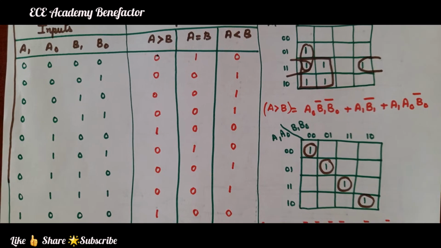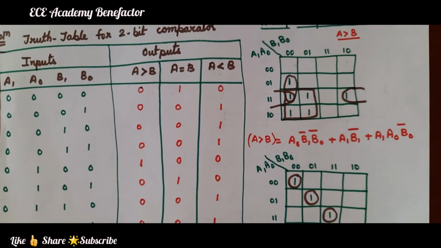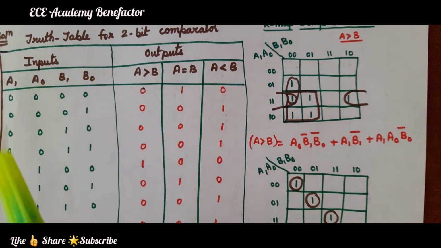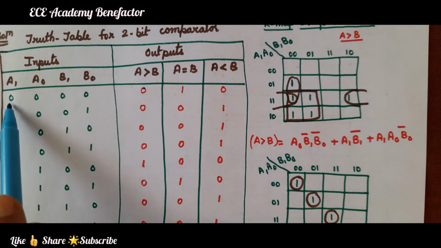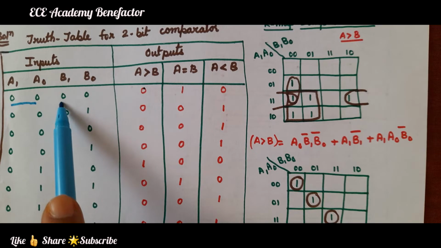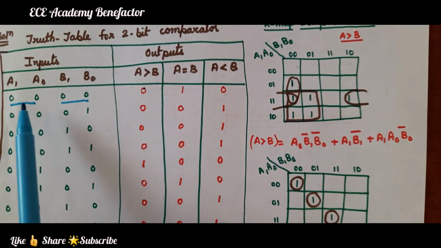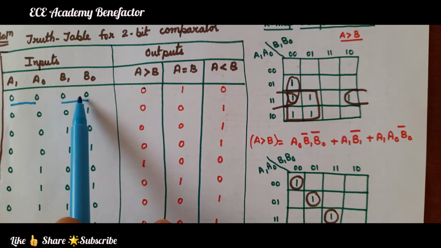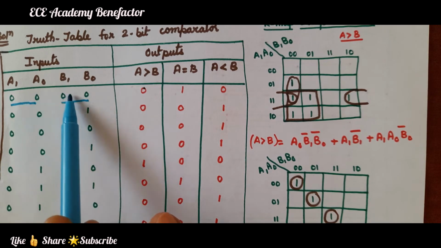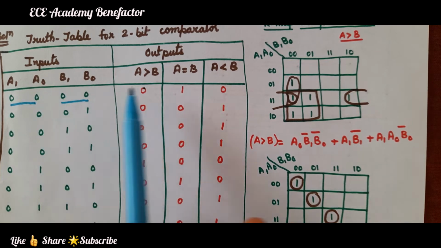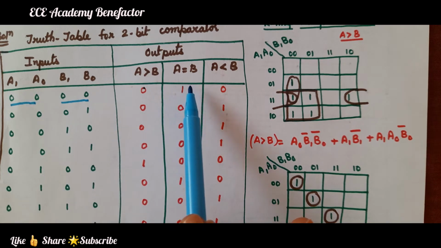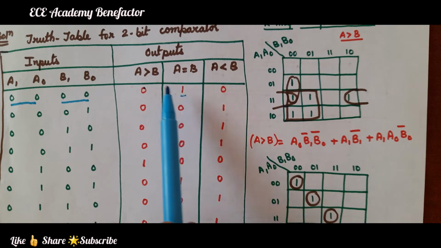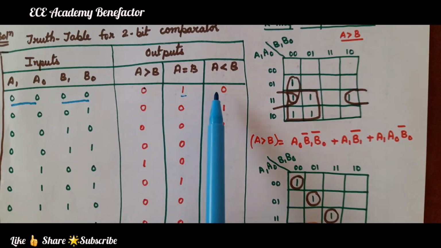Now, for writing the output columns we have to compare the two numbers. The first two bits comprise A and the last two comprise B. If you compare, what is A? A is 0, 0 and B is 0, 0. Compare these two numbers: in which condition is it correct? A equal to B. So, we have made A equal to B as 1 and the other two outputs as 0.